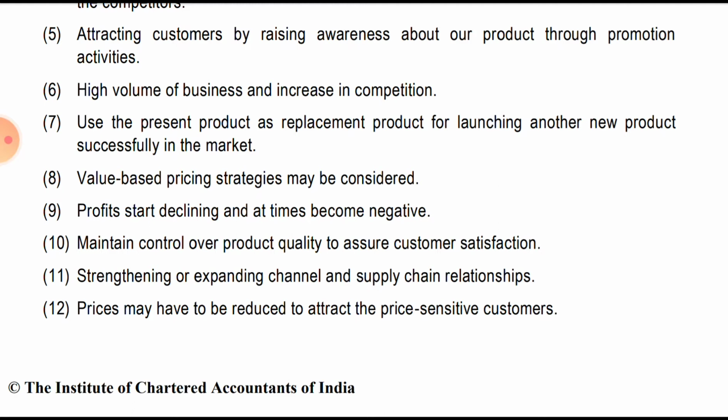Value based pricing strategy may be considered, and it is a strategy. The word strategy itself indicates it is a strategy. Then product sales started declining, at times become negative. This is the declining stage, and it is a characteristic of declining. Maintain control over the product quality to assure customer satisfaction. Customer satisfaction is growth, and it is a strategy for me because it is about how to maintain quality. So it is basically a strategy, not a characteristic.